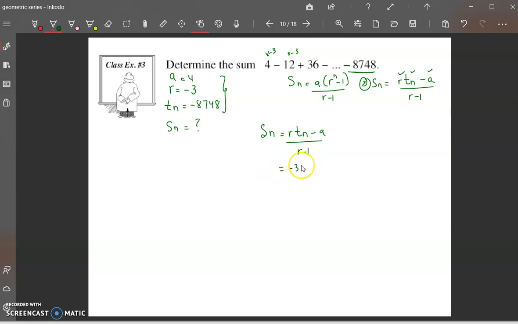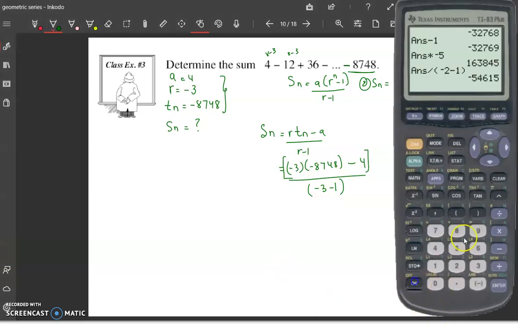So R is -3 times the last term, minus A, which is 4, and then everything divided by R, which is -3 minus 1. So again, make sure that you deal with your numerator and denominator. First you find them, and then you're using brackets in there.